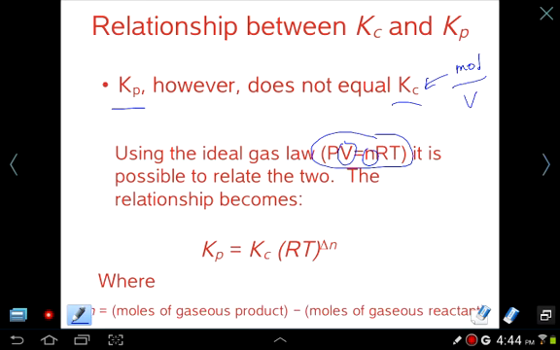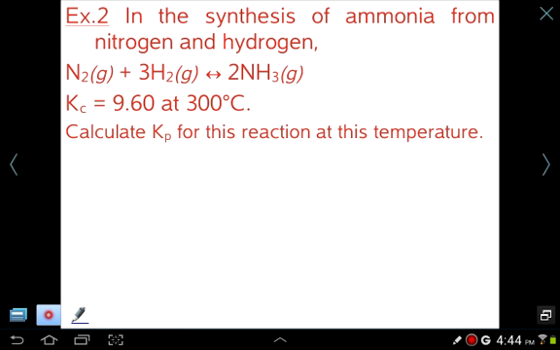And here is what the relationship says. Kp equals Kc multiplied by RT, which comes essentially from the ideal gas law, raised to the power of delta N. And down here we have the statement that delta N is the change in, meaning final minus initial. In our case, it's the products minus reactants. So we take the moles of gaseous products minus moles of gaseous reactants, and we'll be able to get our delta N. So why not try an example?